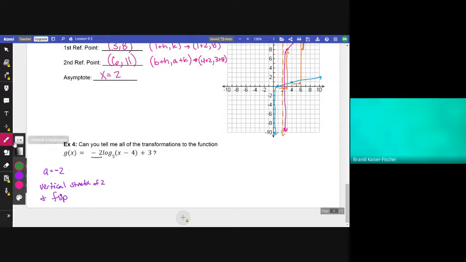Next up, look to see if there's an H. In this case, yes, there is. H happens to be 4. Since you are changing the sign, like if you see a minus in the problem, that means it's really going in the positive direction. It's moving right 4, or shifting right 4. And then lastly, you look to see if there's a K, and yes, there happens to be a K here at the end. K is 3, and since 3 is positive, it is shifting up.